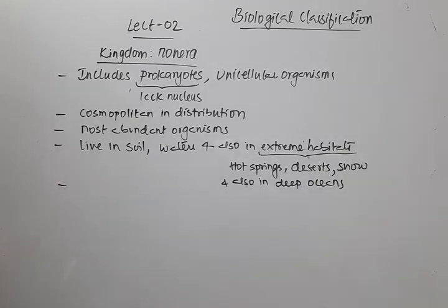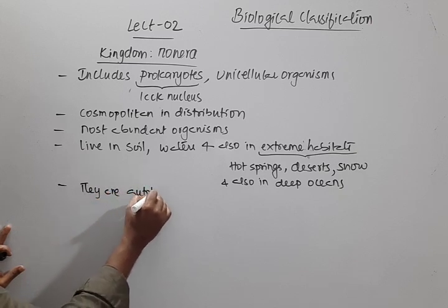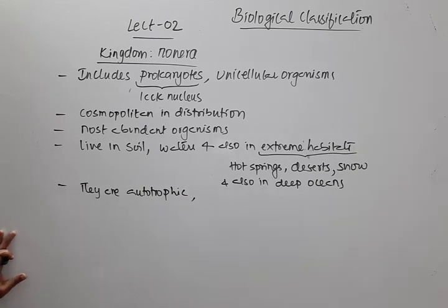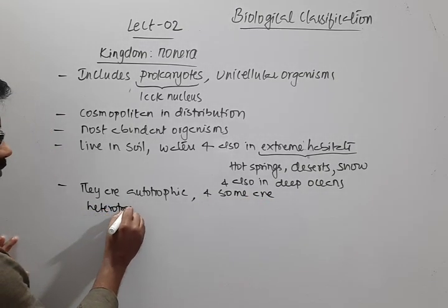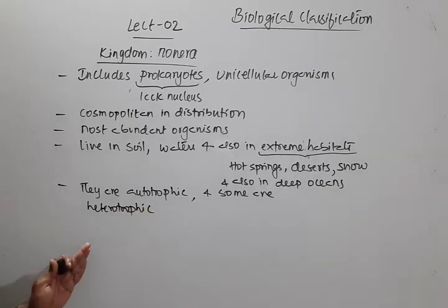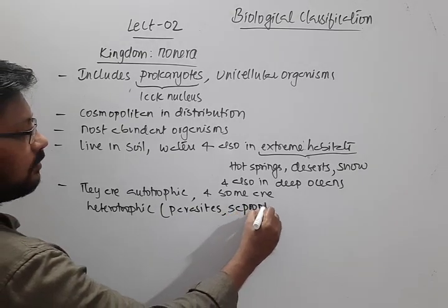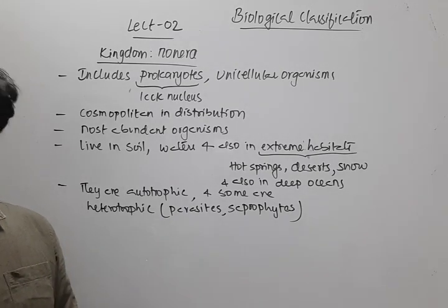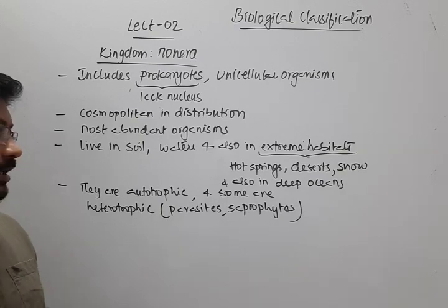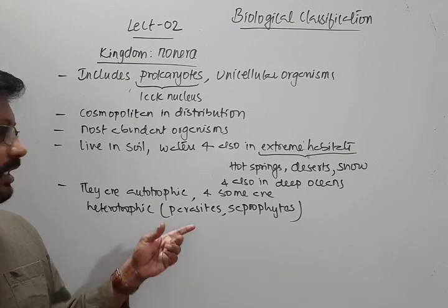Next up, these bacteria may be autotrophic. So not all are autotrophic. Some are autotrophic and some are heterotrophic. The heterotrophs don't synthesize food materials, and they live as parasites or saprophytes. We know already the meaning of parasites: they draw nutrients from their host, or they depend on the host for shelter, for reproduction, and also for food. So whatever organism depends on a host for these things is a parasite.